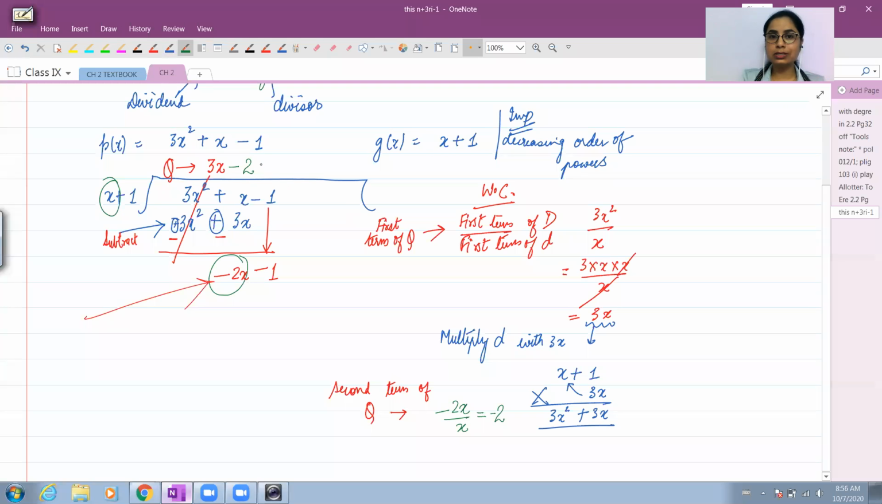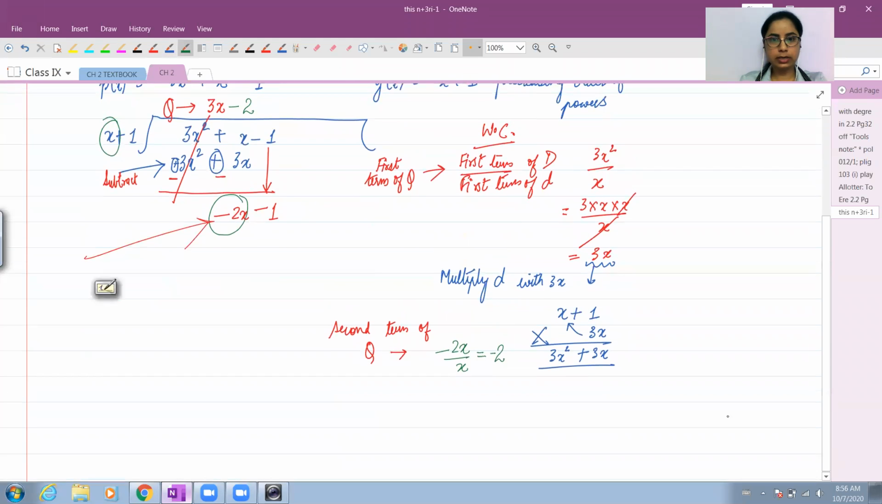This is something which is missed while doing this work, sometimes doing it quickly, right? So be careful. Once you have obtained the next term, the next step will be to multiply this minus 2 with the divisor. So after this, I'm going to multiply my divisor with minus 2. And I'm again doing this in the working column. My divisor is x plus 1. I'm going to multiply with minus 2.